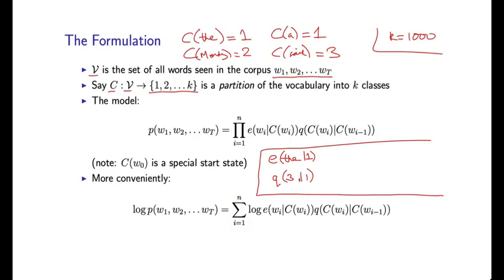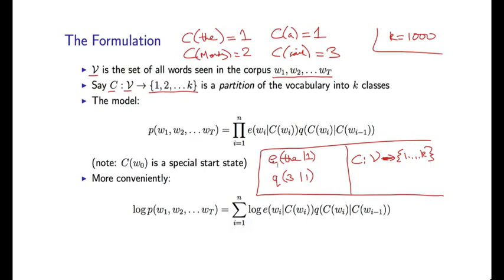So a Brown clustering model is going to consist of a function C that maps the vocabulary V to the set 1 through k, together with these parameters, these e and these q parameters. It's really very similar to an HMM. The main difference is that this function C is deterministic, that each word gets mapped to a single state. We're not going to allow any ambiguity where the same word can belong to different states in the HMM.